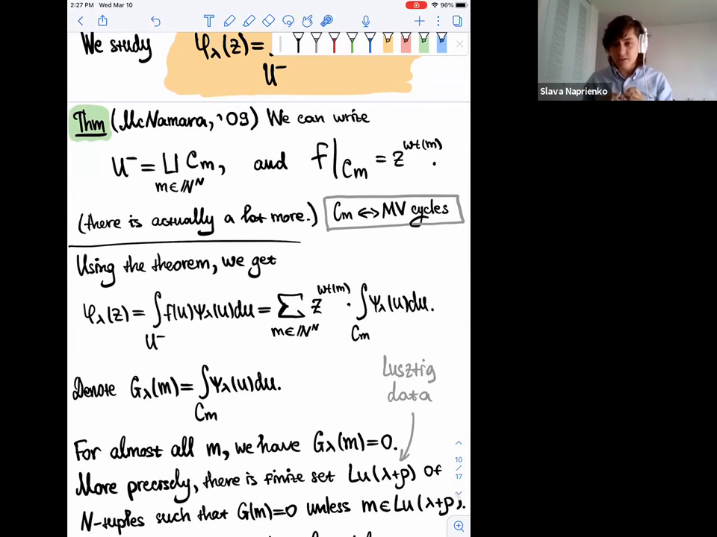And this data is usually called Lusztig data. I'm not going to explain what it is, just name dropping. I just say that there is a way to see that this sum is actually finite. So let me review again. We start with the integral, decompose the domain. We have infinitely many pieces, at least at first, but then we show that almost all of them are actually 0. And now the punchline.